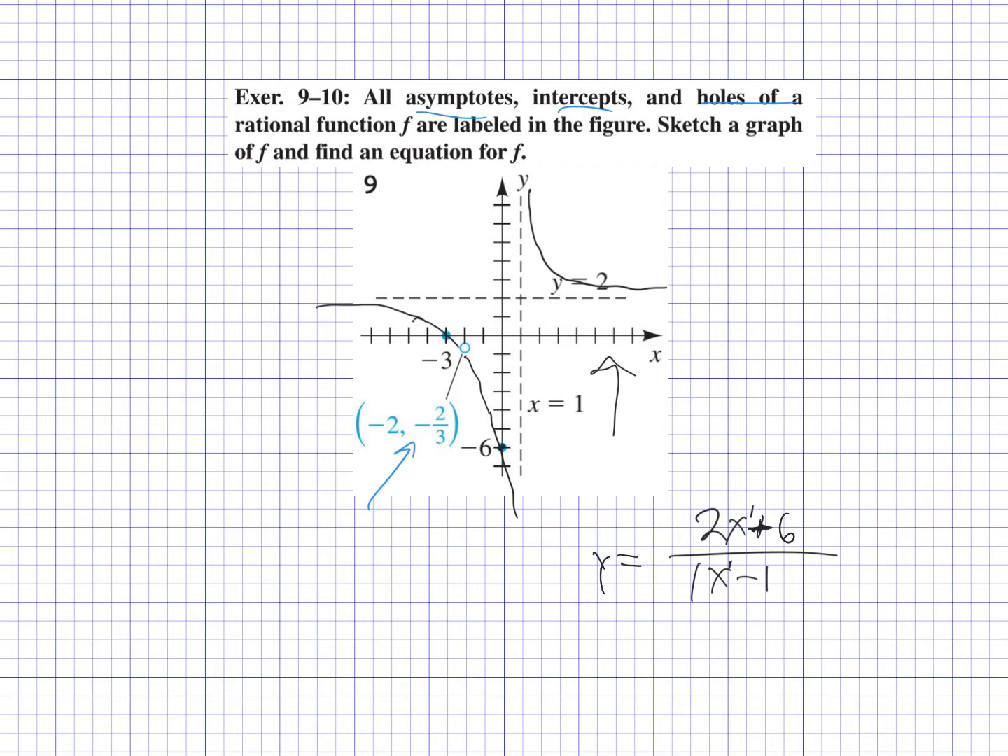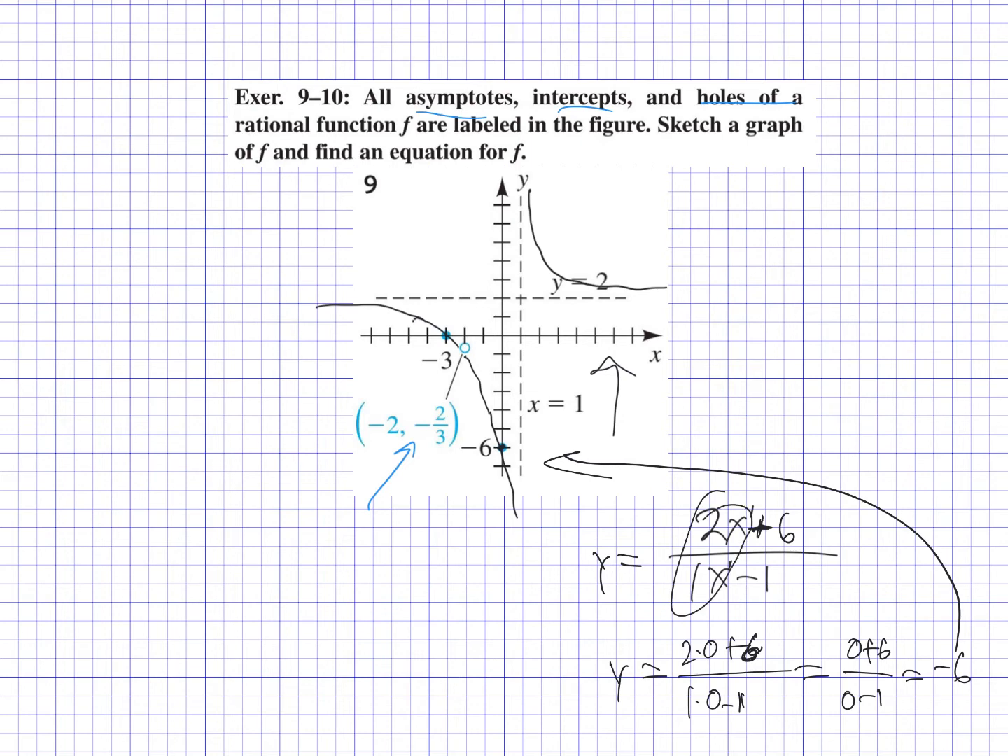All right, and then we put 0 in for x, you would end up with y equals, of course, then you have 2 times 0 plus 6. I'll just write it out. 1 times 0 minus 1. All right, so then that's 0 plus 6 over 0 minus 1, or negative 6, which is where we have that. So we've made it in a way where all the x's go away, leaving just the y-intercept. All right, so far so good. This is what we have.